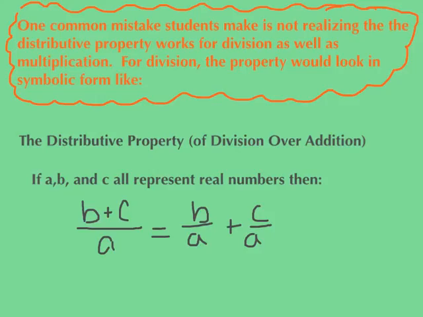One common mistake students make is not realizing the distributive property works for division as well as multiplication. For division, the property would look in symbolic form like the following. The distributive property of division over addition. If A, B, and C all represent real numbers, I can take B and A, and I can also take the C and A and split it up.